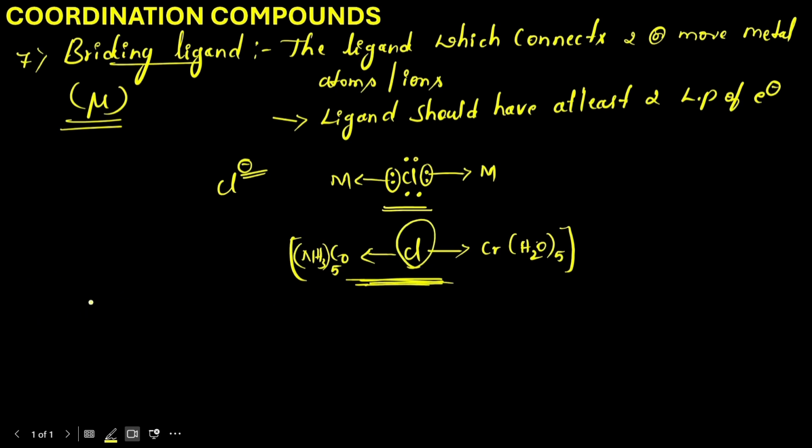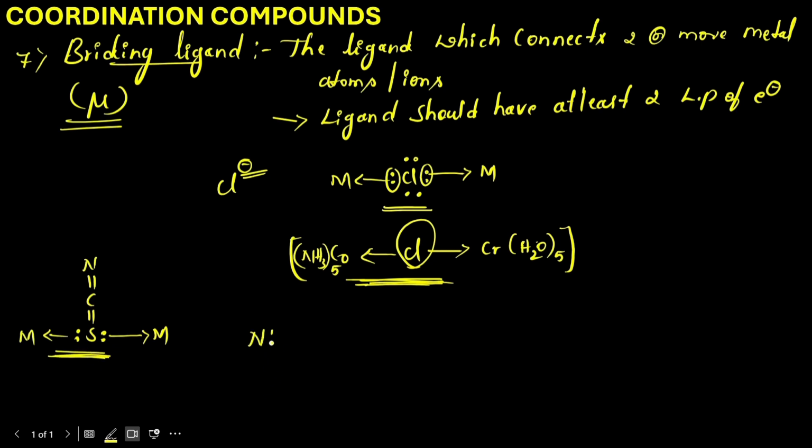Okay, we will take one more example, that is N double bond C double bond S. We know that sulfur has 2 lone pairs of electrons. This lone pair of electrons is donated to a metal. Here also this lone pair of electrons is donated to a metal. This is an example of a bridging ligand.